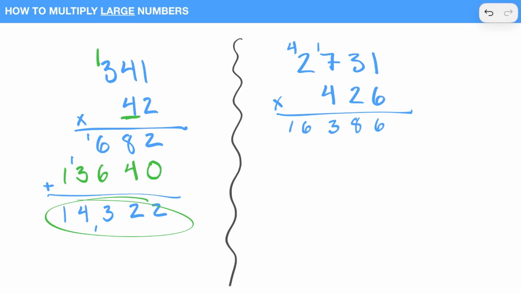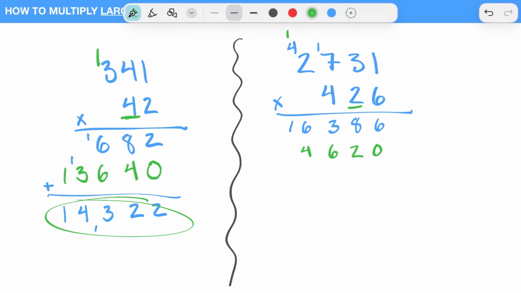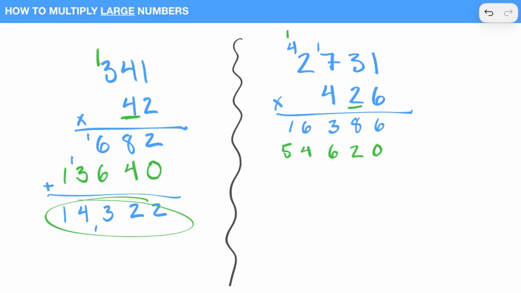I'm now going to do the 2's. I'm going to add a 0. 2 times 1 is 2. 2 times 3 is 6. 2 times 7 is 14. 2 times 2 is 4. Plus this one right here is 5. So put that 5 down right there.